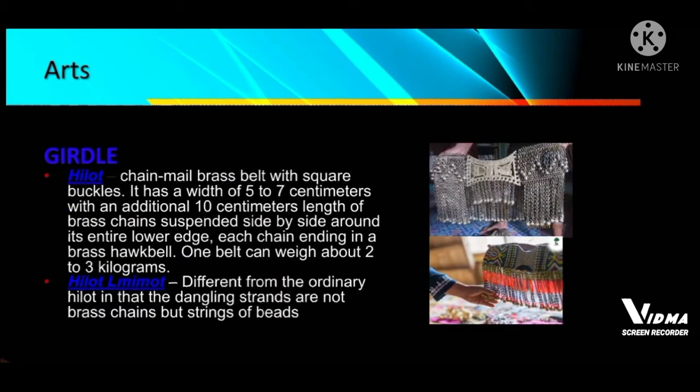While the fourth is the different kinds of decorative girdle. Hilot is a chainmail brass belt with a square buckles, and hilot elmimot is different from the ordinary hilot in that the dangling strands are not brass chains but strings of beads.